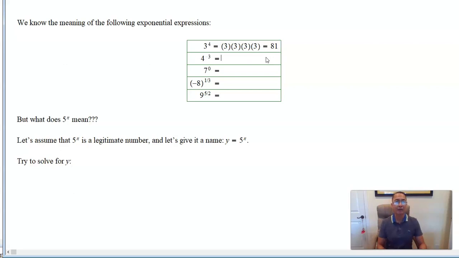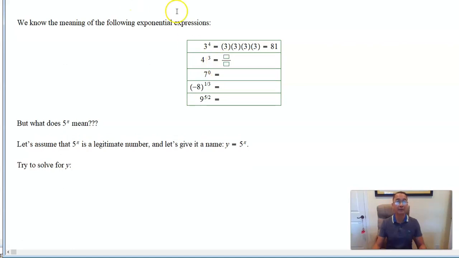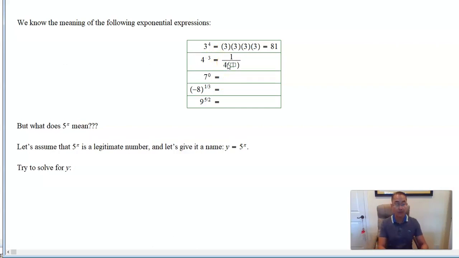Okay, what if we flip it a little bit, and just for good measure, let's put a minus sign in the exponent. So that minus sign tells us we are now dealing with a reciprocal. So it's 1 over something. But our base is 4, and the power will now be 3 in the denominator. So that means that we multiply 4 to itself 3 times. Okay, so that is 16 times 4. So that is just 1 over 64. Okay, so that is the meaning of 4 to the minus 3.